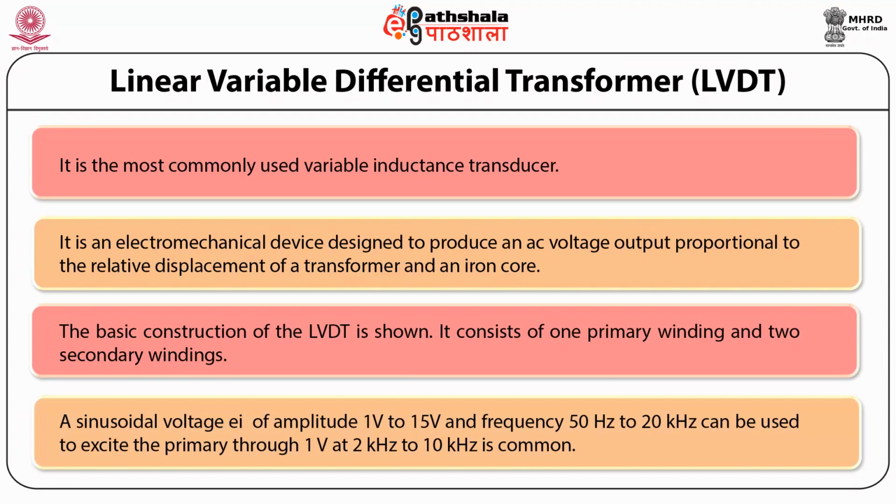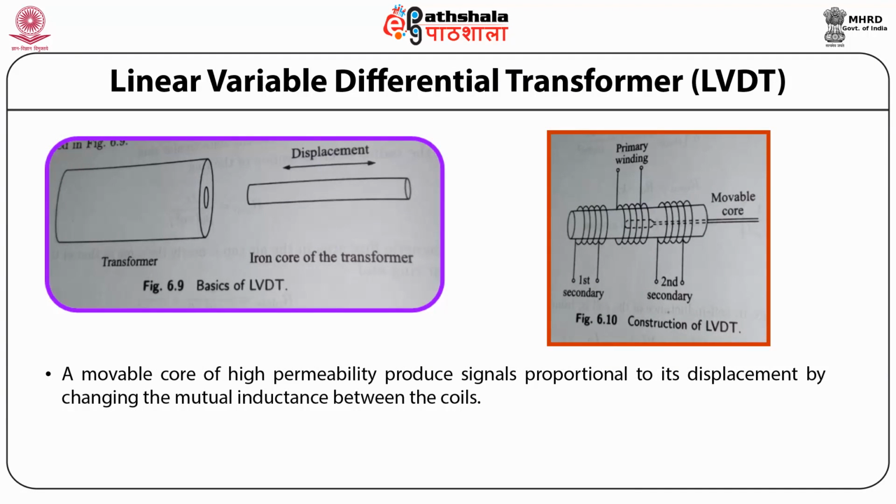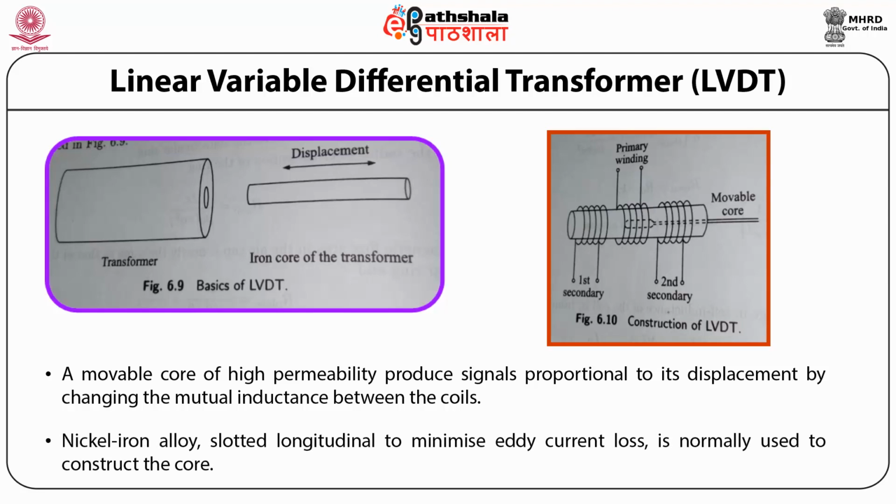A sinusoidal voltage Ei of amplitude 1 volt to 15 volt and frequency 50 Hz to 20 kHz can be used to excite the primary, with 1 volt at 2 kHz to 10 kHz being common. A movable core of high permeability produces a signal proportional to its displacement by changing the mutual inductance between the coils. A nickel iron alloy, slotted longitudinally to minimize the eddy current loss, is normally used to construct the core.